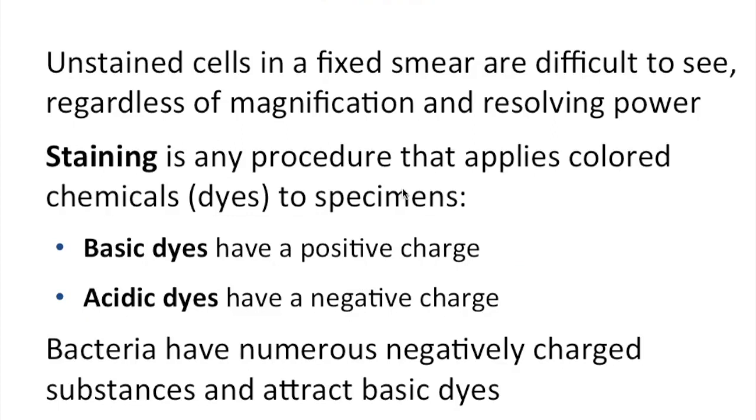Stain. We can use a stain to color the different structures of the microorganism to let us better visualize it, or for identification. We can use dye to stain. We have two types of dye: basic dye and acidic dye. Basic dye has a positive charge. Acidic dye has a negative charge.